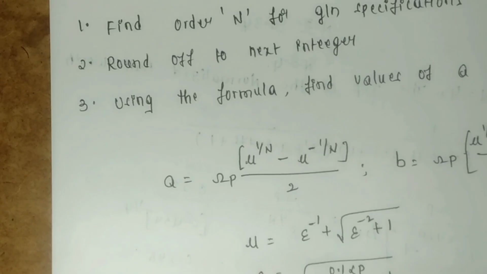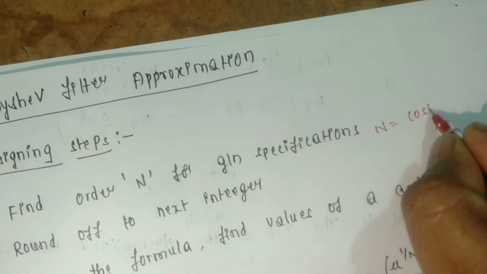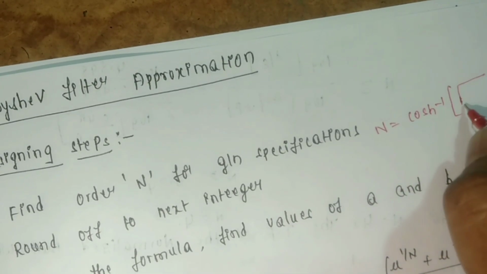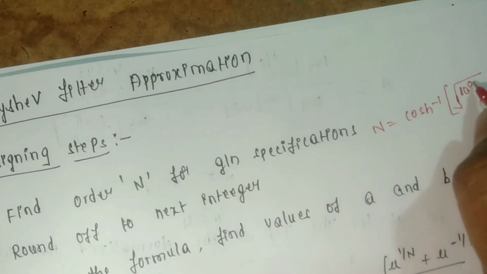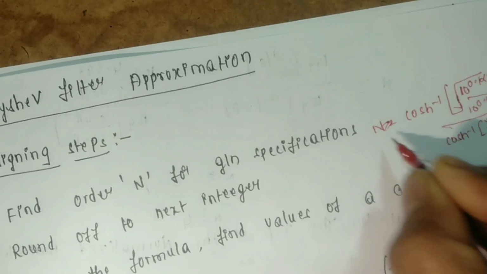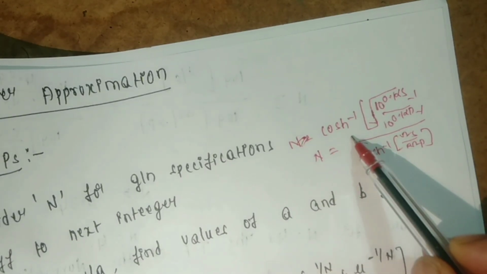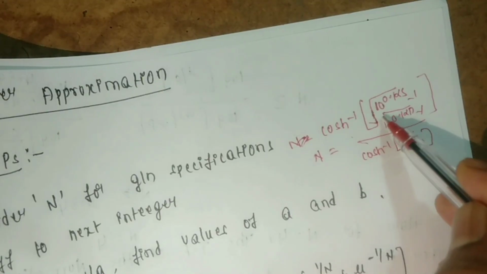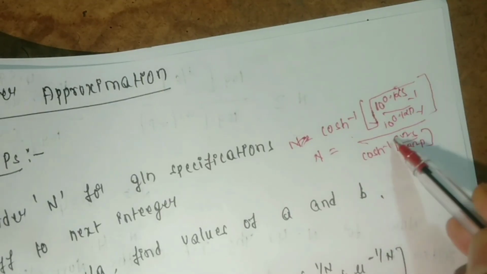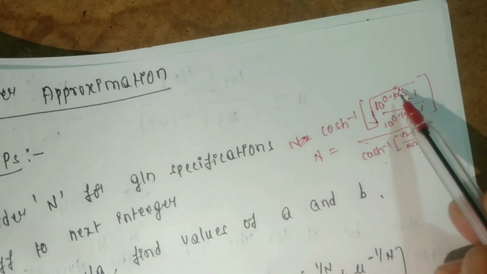And the formula for the order of the filter is n equal to cosh inverse of the square root of (10 power 0.1 alpha s minus 1) divided by (10 power 0.1 alpha p minus 1), whole divided by cosh inverse of omega s by omega p. This formula is the same.